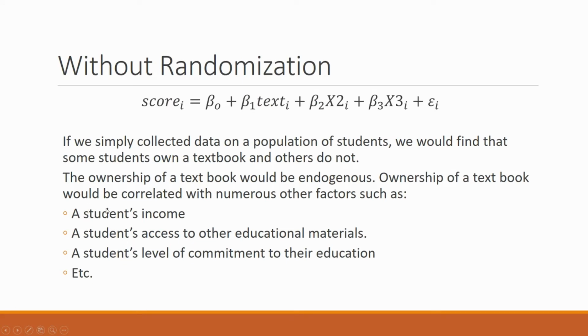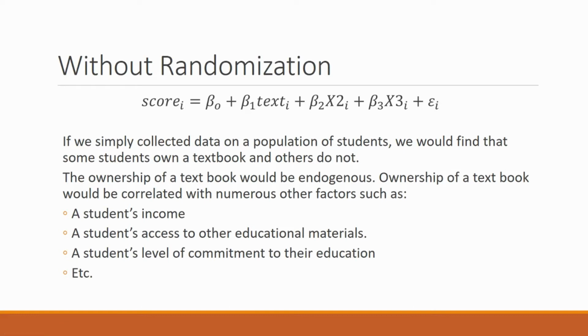So here are three variables, three things that might affect whether or not a student owns a textbook. The student's income will affect whether or not the student owns a textbook. Now, we might have data on that. We're probably highly likely to have data on students' incomes or their parents' incomes. But how about this third one? A student's level of commitment to education.